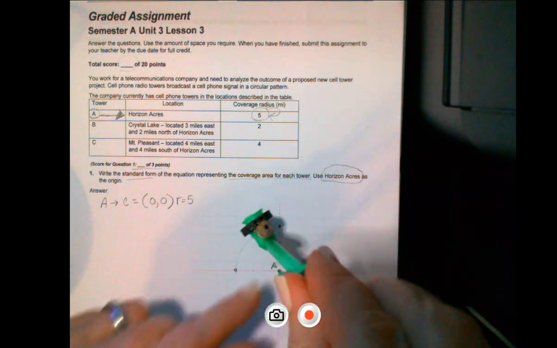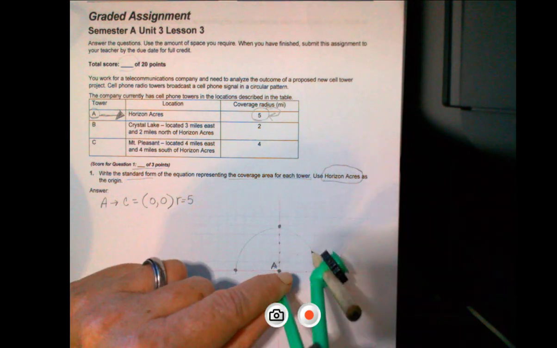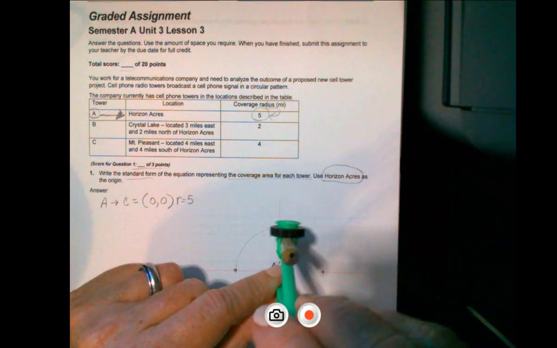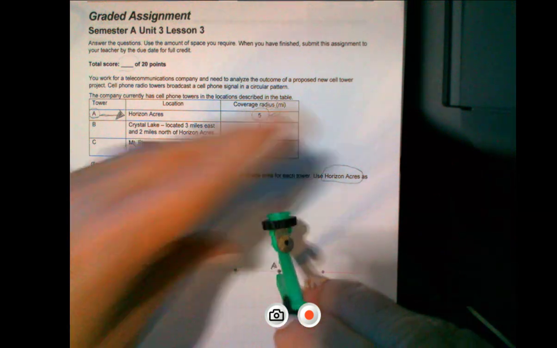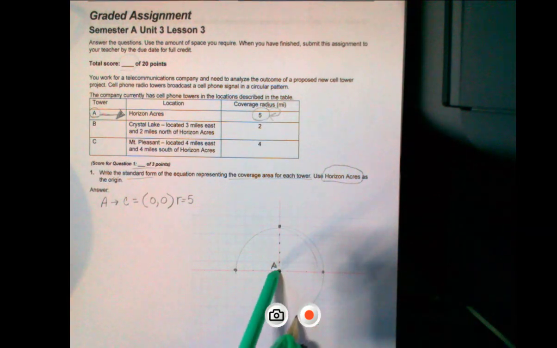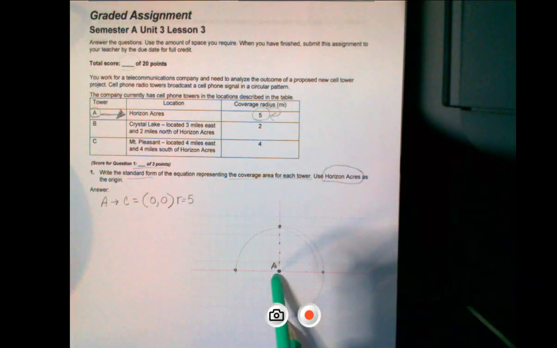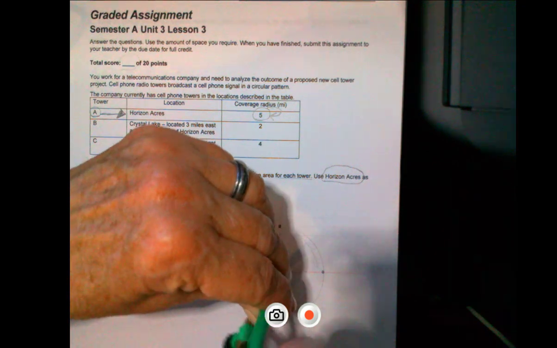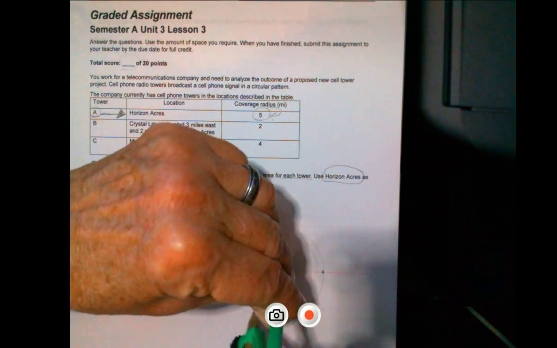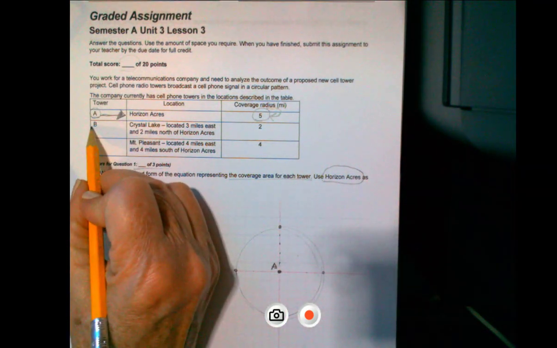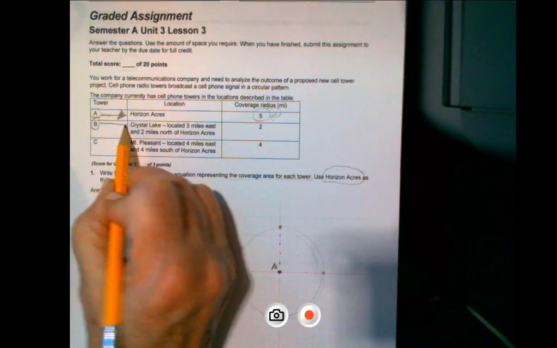As you all know, I don't sketch very neat, and these tools will also help me figure out if I'm off in measurement. I'm holding it real tight. Oops, and it slipped. Okay, but you get the idea. So I've sketched circle A, that's Horizon Acres, and I'm going to move on to circle B. And that's going to be Crystal Lake.